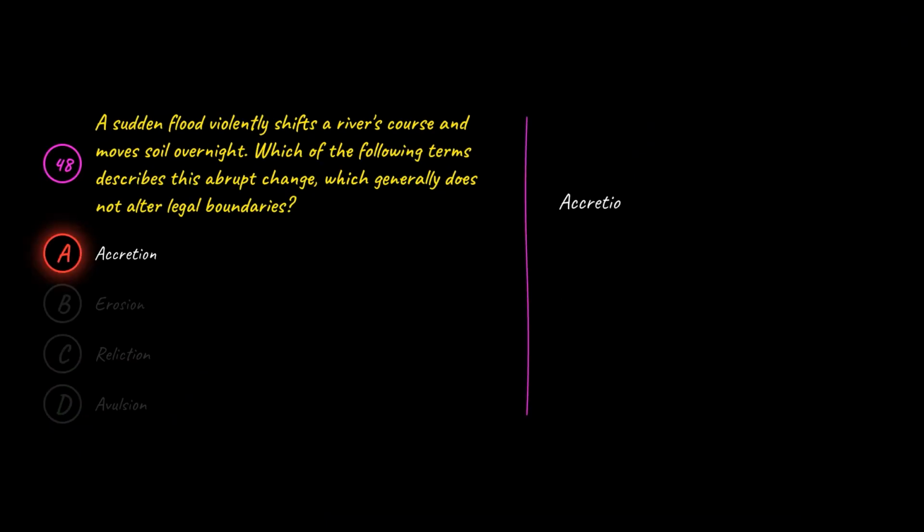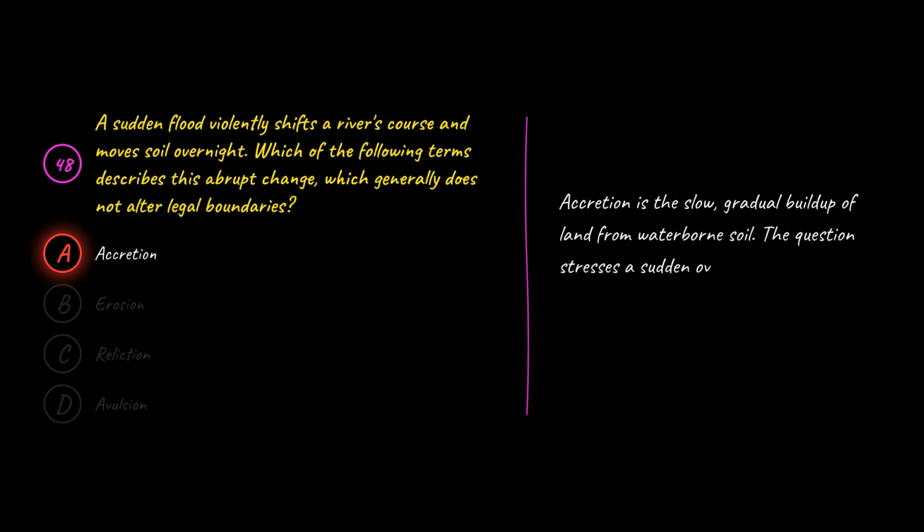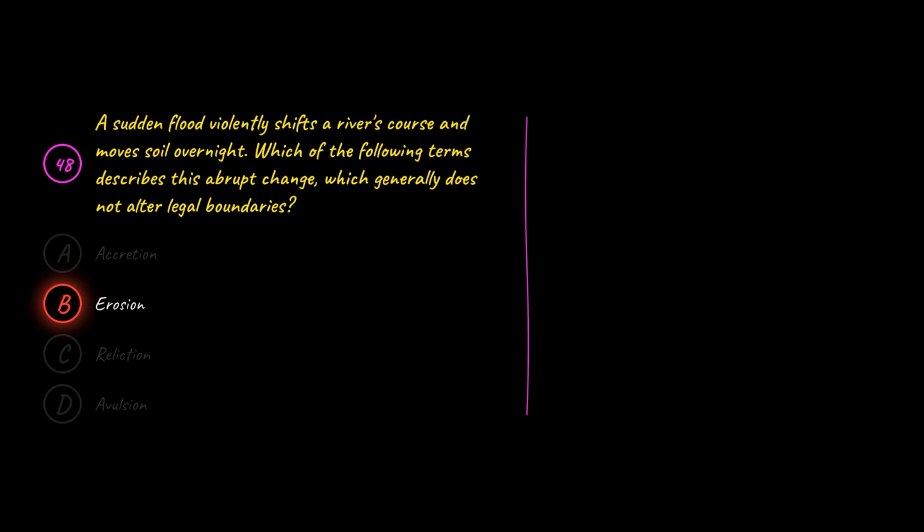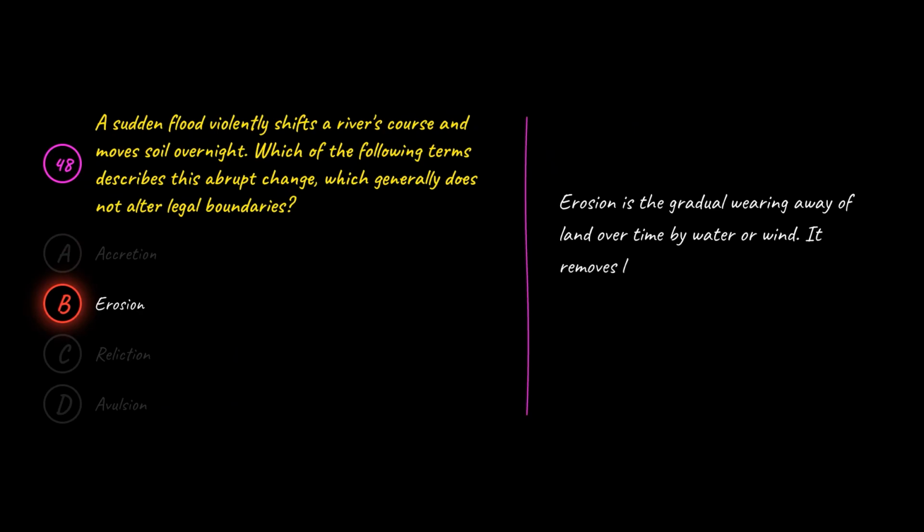A is wrong because accretion is the slow, gradual buildup of land from waterborne soil. The question stresses a sudden overnight event, which is the opposite of the gradual process accretion describes. B is wrong because erosion is the gradual wearing away of land over time by water or wind. It removes land slowly, so it cannot describe a violent flood that rearranges soil in a single night.